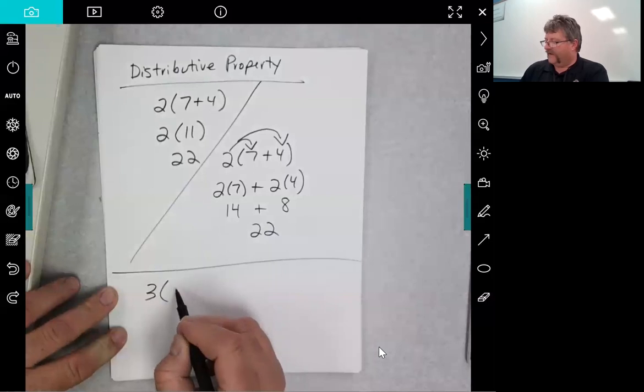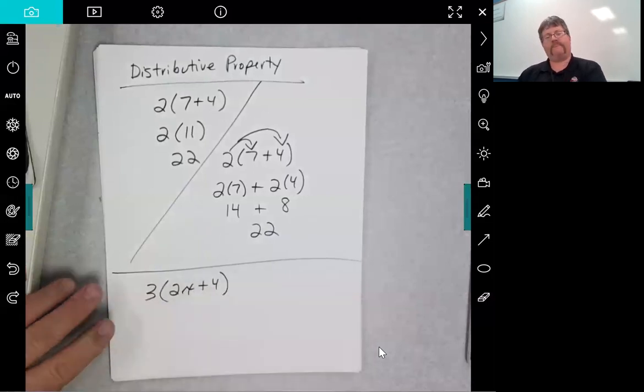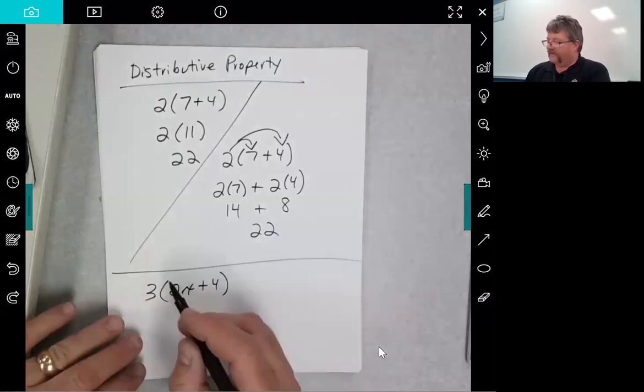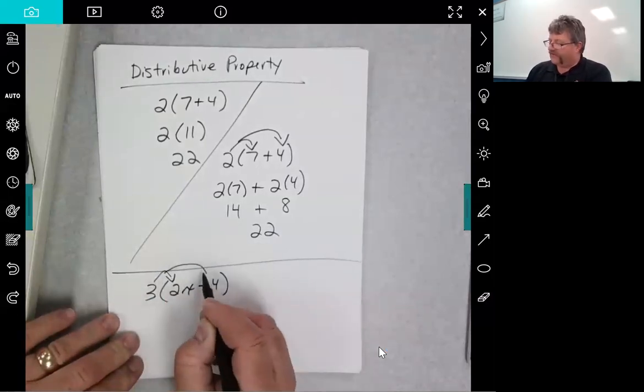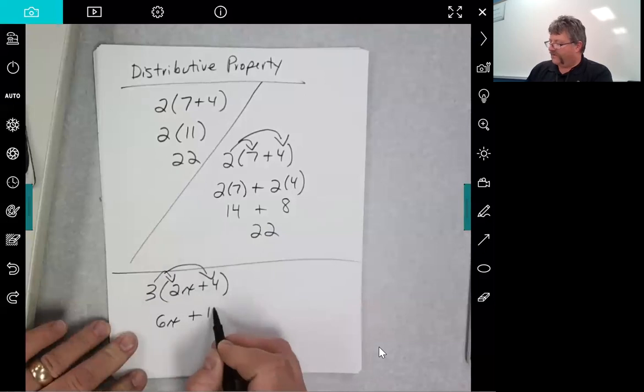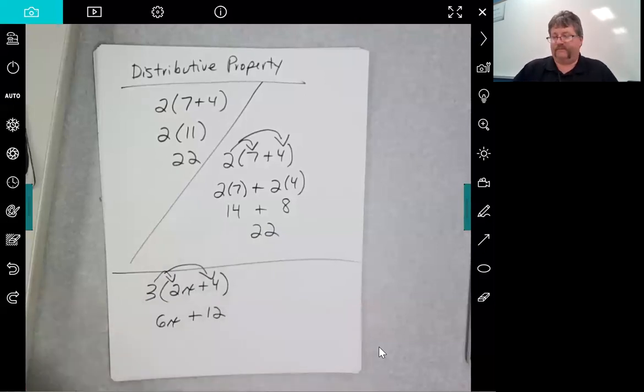3 times 2x plus 4. Well, now I don't have the option of adding my 2x and my 4 together because they're not like terms. So now all I can do is distribute that 3 across. I'm going to get 3 times 2x gives me 6x plus 3 times 4 gives me a 12.